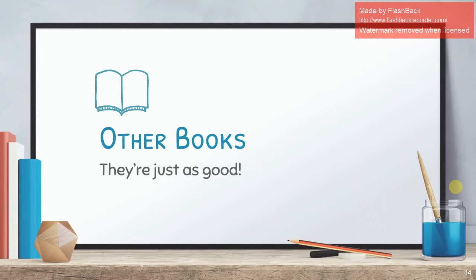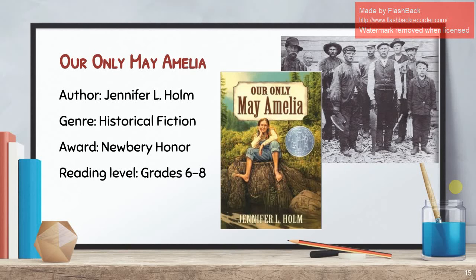So now, other books, which are just as good. Our Only May Amelia by Jennifer L. Holm is a historical fiction novel about the life of Amelia May, an American Finnish girl born in the late 1800s into a family of boys, and she happens to be just about the only girl in her stretch of the river. This book received the Newbery Honor and is reading level grades 6 through 8.